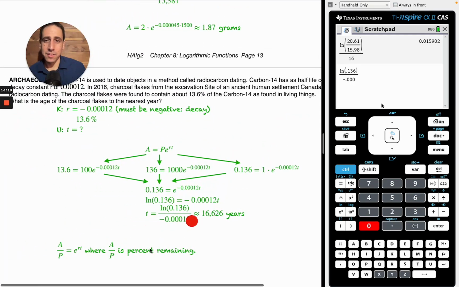That's all I got, y'all. That's everything I need to teach you from Chapter 8. So go forth and exponentially multiply. I don't know what I mean by that.